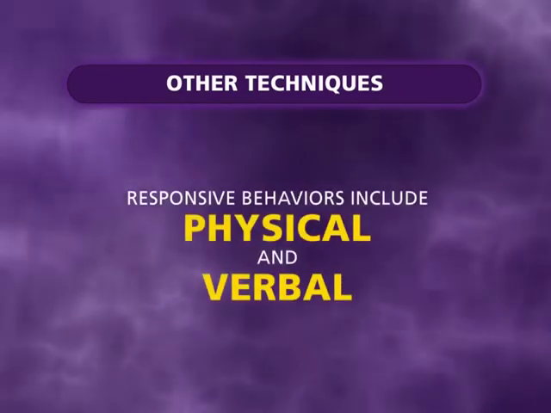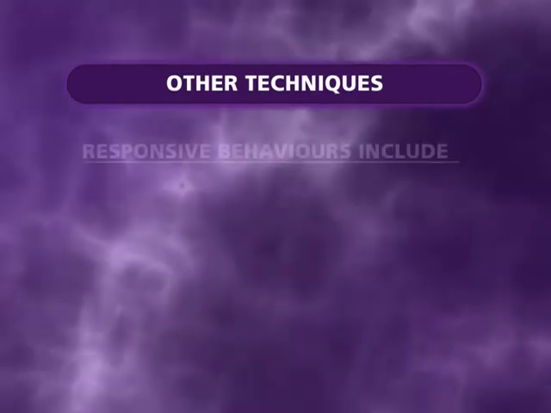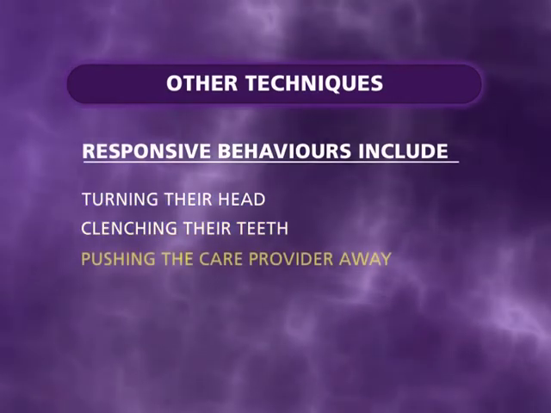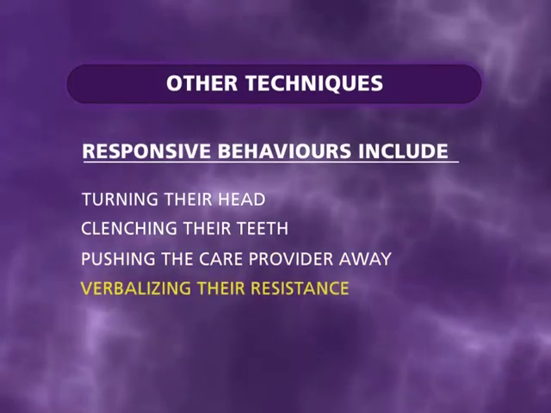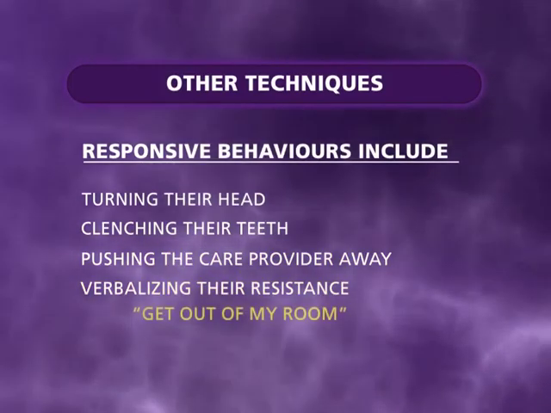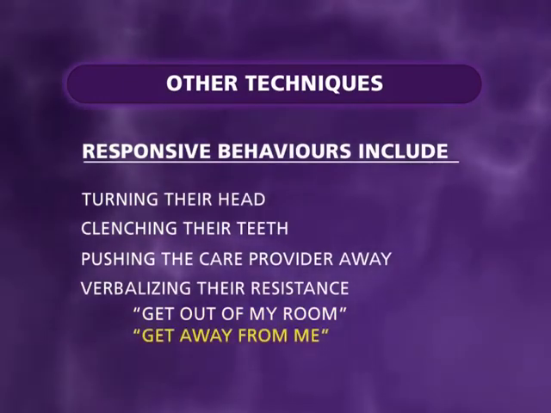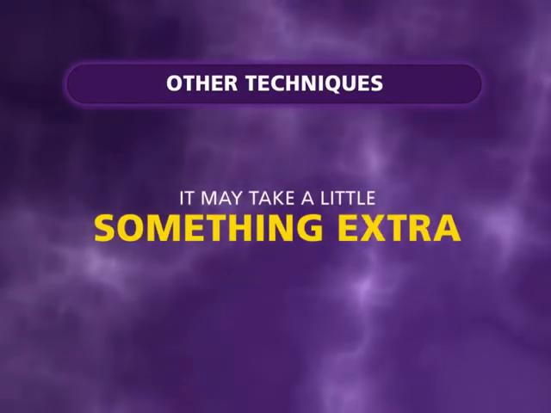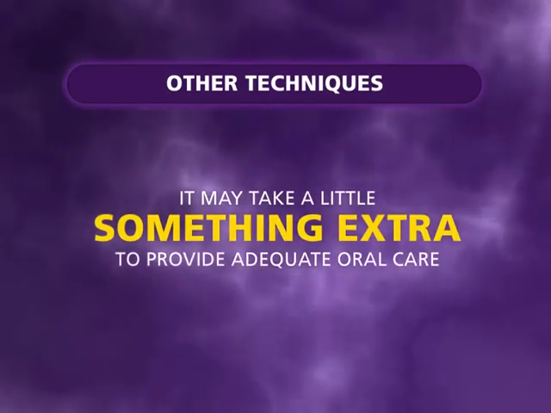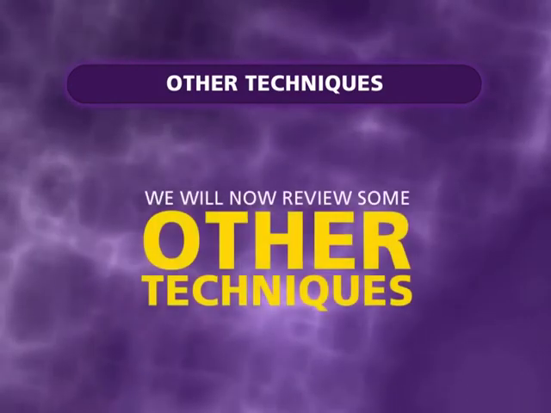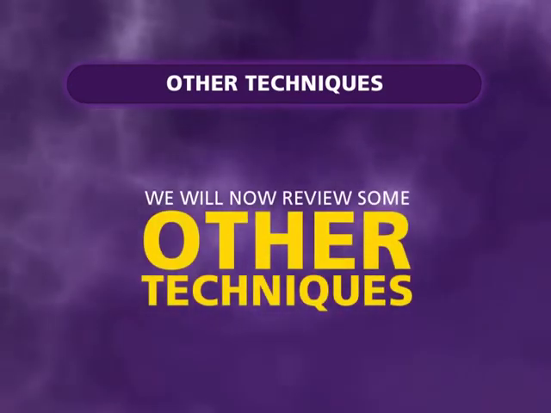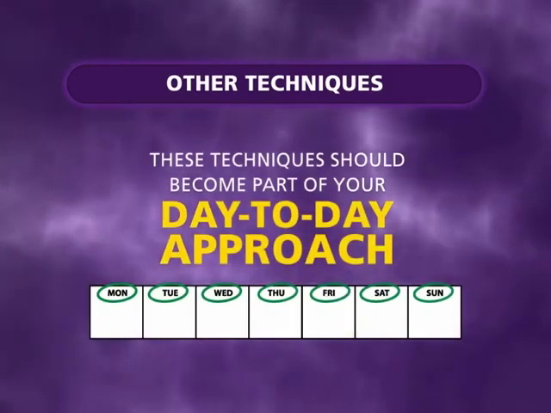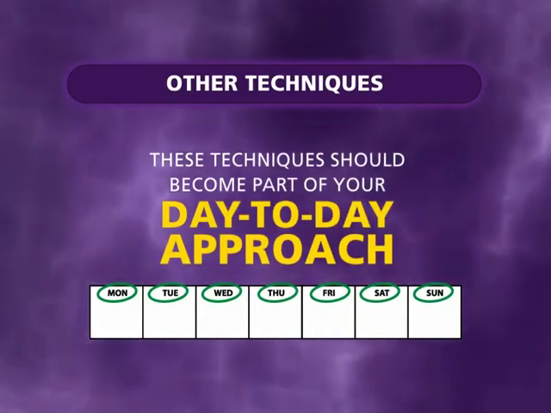Responsive behaviors include both physical and verbal resistance. For example, turning their head, clenching their teeth, pushing the care provider away, or verbalizing their resistance. "Get out of my room," or "Get away from me." In these instances, it may take a little something extra to ensure the resident receives adequate oral care. We will now review some other techniques you may wish to consider when faced with additional challenges. These techniques should become part of your day-to-day approach to providing oral care to residents with dementia.